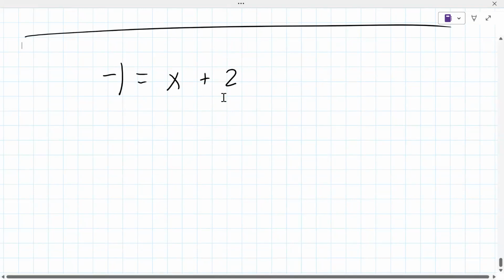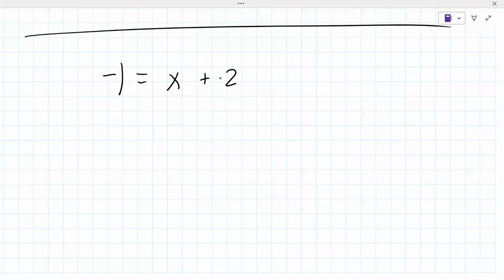You look at the side with the variable. What's keeping the variable from being by itself? The x. No, the plus 2. Yeah. How do you undo addition by 2? Subtraction. Okay. What is -1 minus 2? -3. So x equals -3.